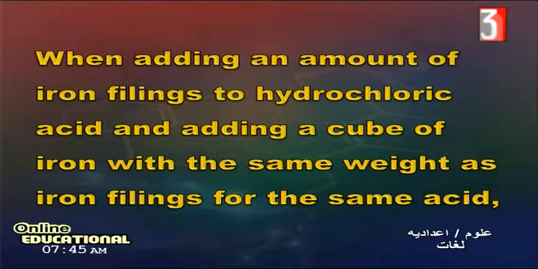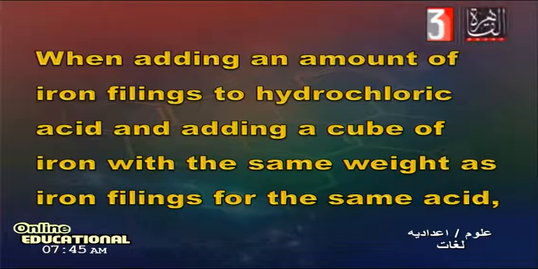The surface area of the reactant is the second type of nature of the compound. When adding an amount of iron filing to hydrochloric acid, and adding a cube of iron with the same weight as the iron filing to the same acid. So we will add the iron filing to hydrochloric acid in one test tube, and in the second tube we will add a cube of iron with the same weight as the iron filing to the same acid.